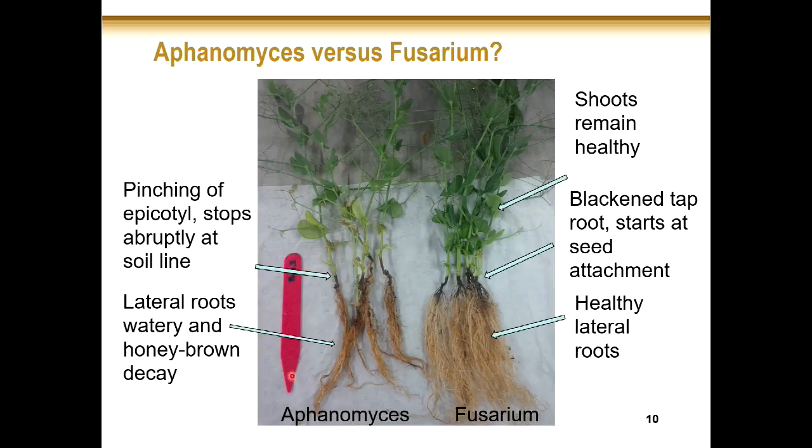In comparison, Aphanomyces, we get that pinching of the epicotyl here that stops very abruptly at the soil line. Oftentimes, we get decay of the lateral roots that look like a soft rot, a honey brown decay. And because we're getting the whole root system being affected, we very quickly see this yellowing and wilting of the shoots. So in the field, if you're seeing plants that have this very characteristic yellowing and stunting of the shoots, it's a good indicator that you're dealing with Aphanomyces, whereas oftentimes we see that plants in the field that have Fusarium root rot can still look fairly healthy.